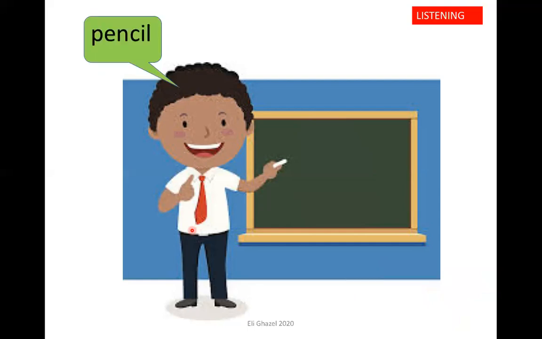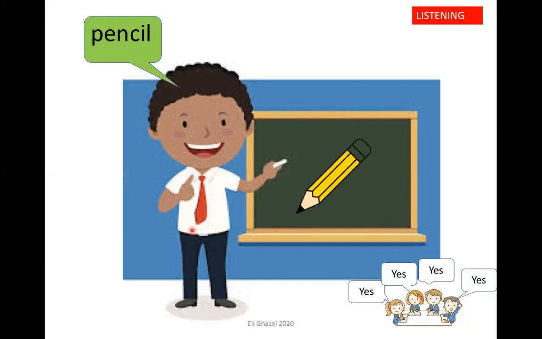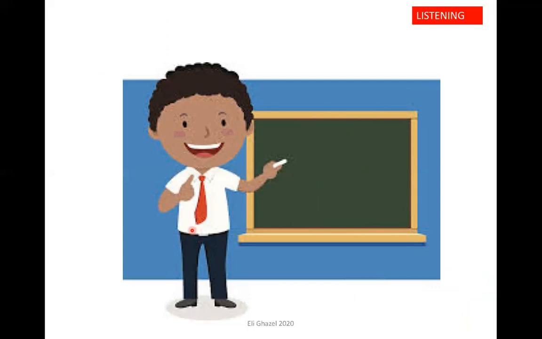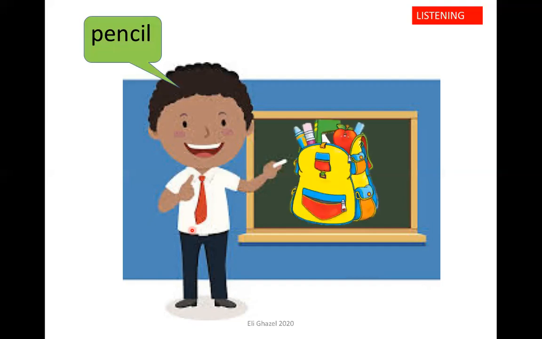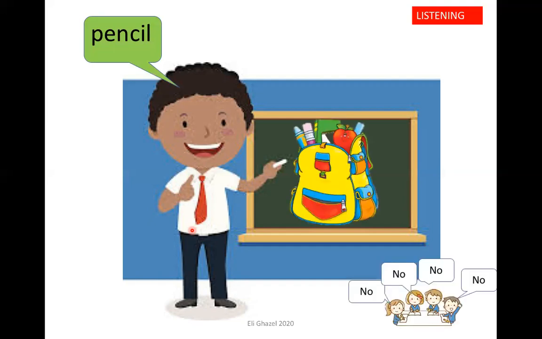You say a word, pencil. You put a picture, and the kids go, yes. You say a word, pencil. You put a picture, 1, 2, 3. Then the kids will say, yes. Remember, this has to be done in a normal voice, not in a shouting voice. So let's try it again. You say, pencil. 1, 2, 3. Picture, signal to the kids, and they will go, no.